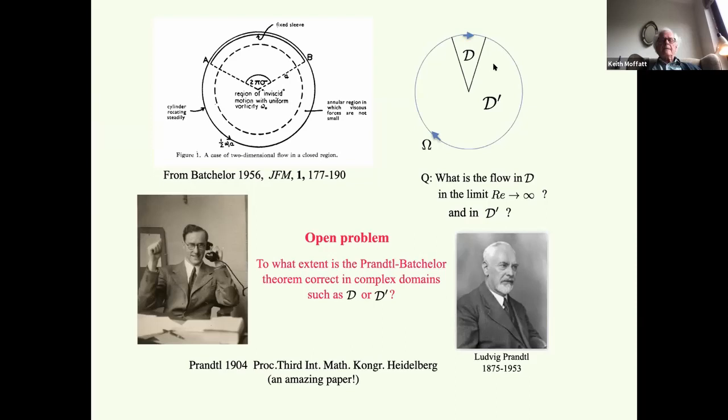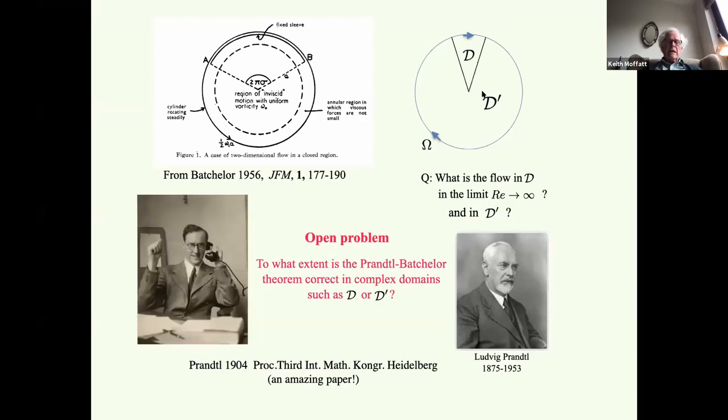What is the flow, firstly, in D, particularly in the limit? I'd like to know the flow in the limit as the Reynolds number goes to infinity, and in D prime. It's interesting because there will be boundary layer separation, and boundary layer separation at high Reynolds number is still one of the extremely challenging problems of fluid dynamics. And we certainly have separation here.